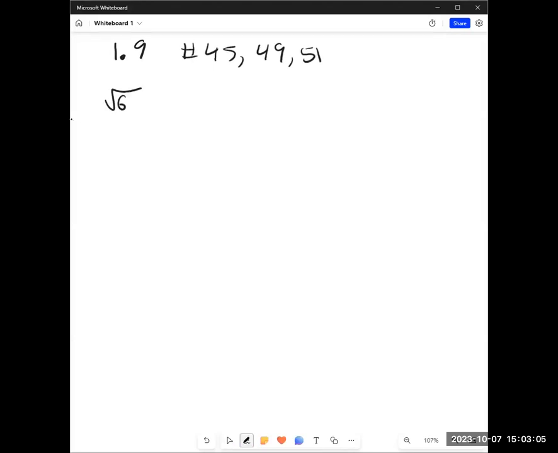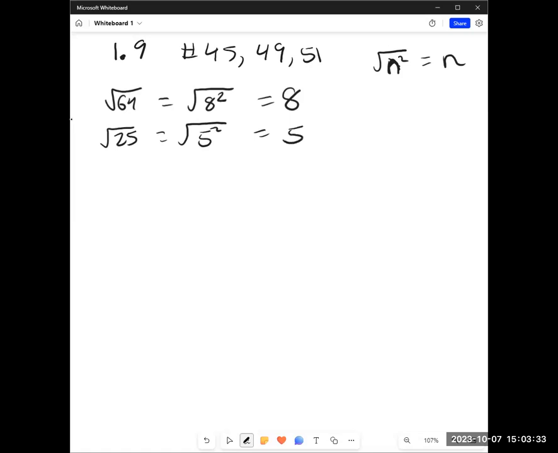The square root of 64 is the square root of 8 squared, which is 8. When I take the square root of a perfect square like that, I should get the base back out. So let's look at the square root of 25. 25 is 5 squared, so that square root is 5.